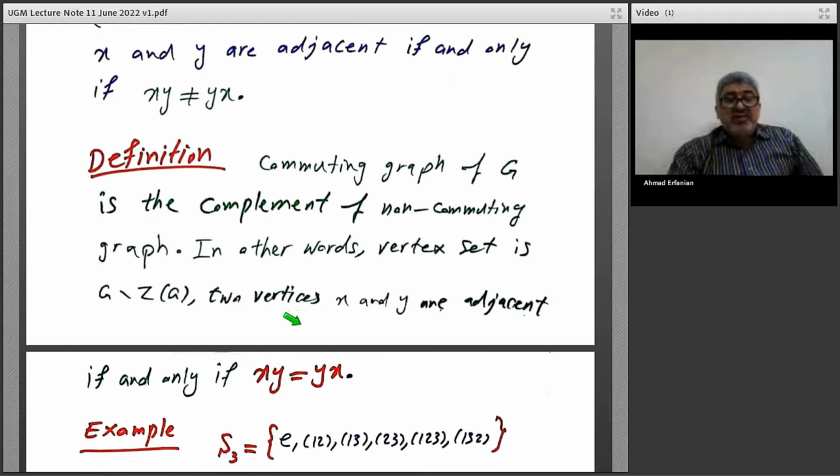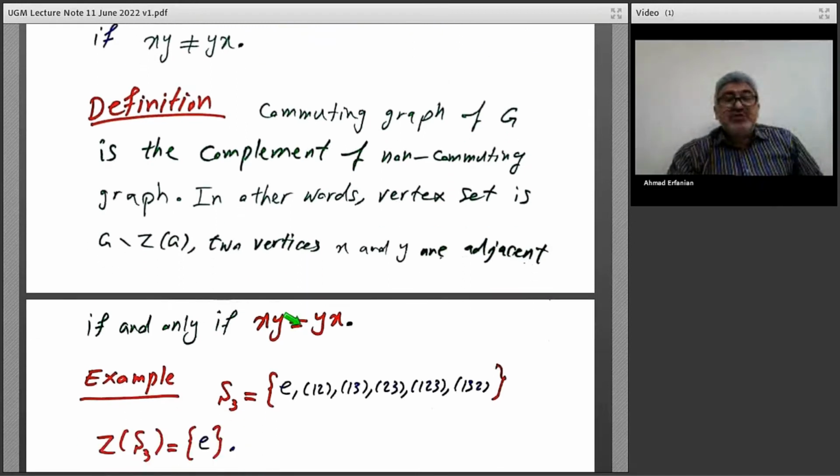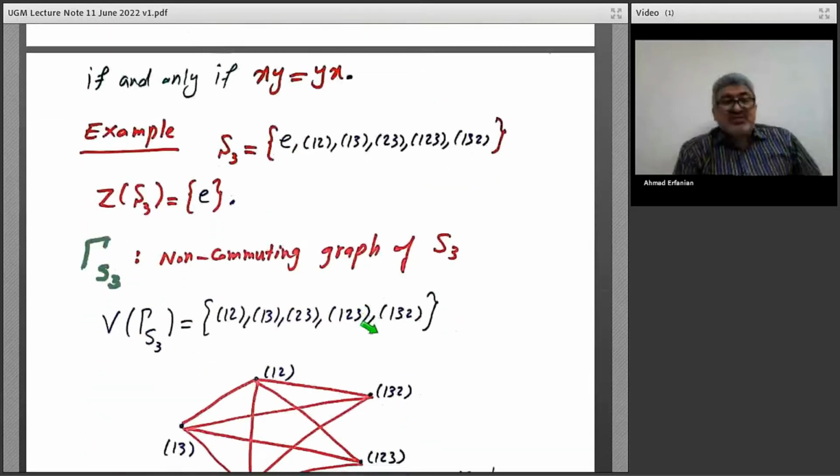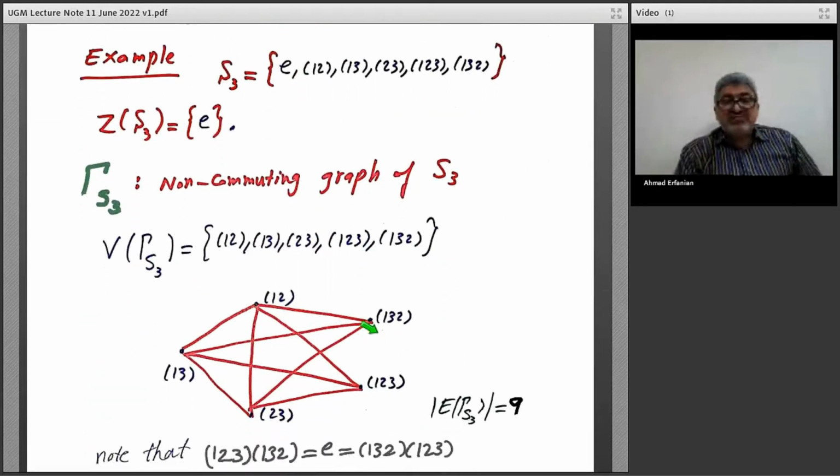Now, the complement of the non-commuting graph is the commuting graph. So for the commuting graph, we have the same vertex set. The vertex set is again G minus the center, so that's all non-central elements of G. And two vertices x and y are adjacent if and only if x and y commute, xy is equal to yx. So that's the commuting graph, which is the complement of the non-commuting graph.